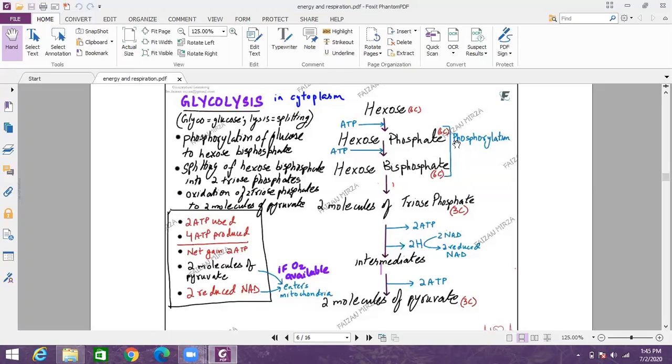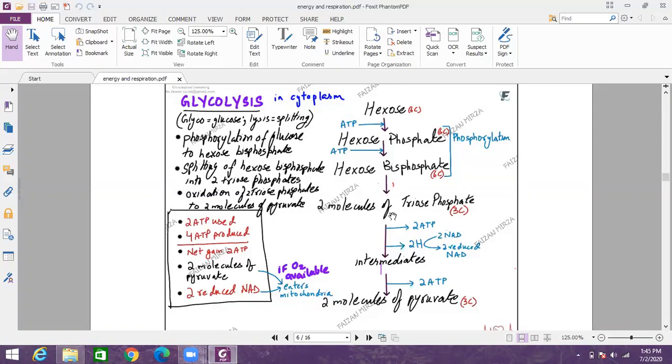These two steps are called phosphorylation. Two molecules of ATP have been used up, you can see here. Now, the hexose bisphosphate molecule splits into two molecules of triose phosphate, as mentioned here. Hexose bisphosphate splits into two molecules of triose phosphate. Triose means three carbons each.